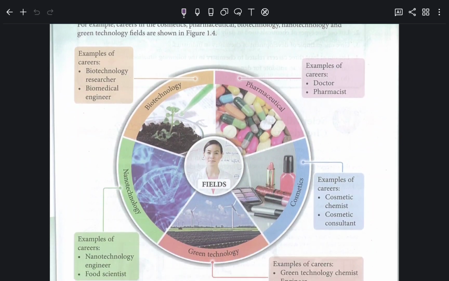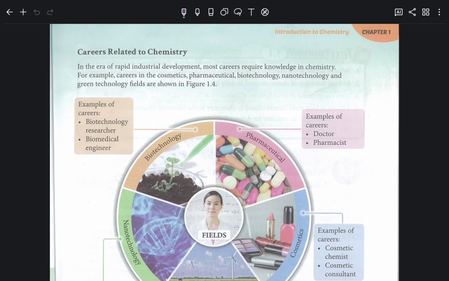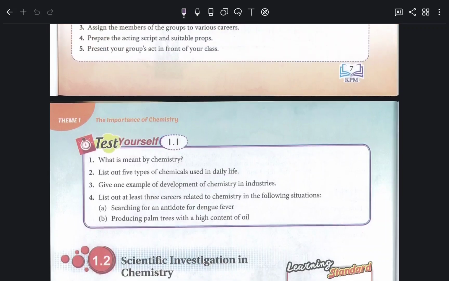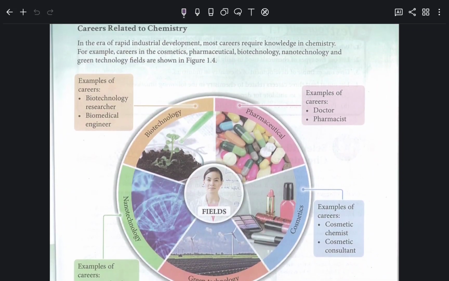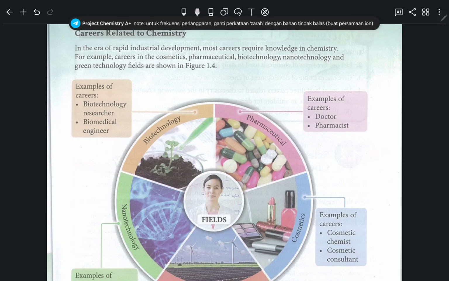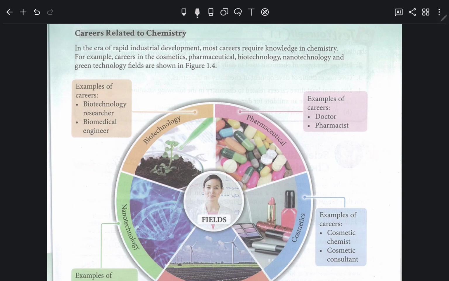And then this one, careers. Okay, I'll finish careers related to chemistry in this video. Then another video is for your test yourself 1.1. Careers related to chemistry are many. Why do I say many? Because chemistry is a wide field. There is a lot in chemistry. You will be learning a lot in chemistry.